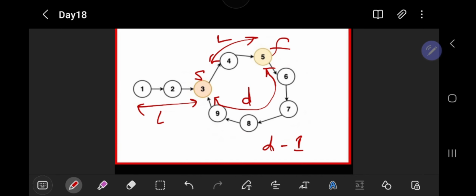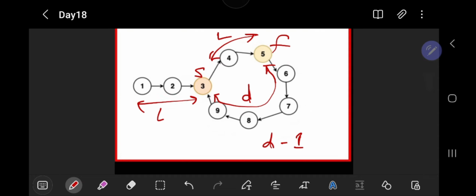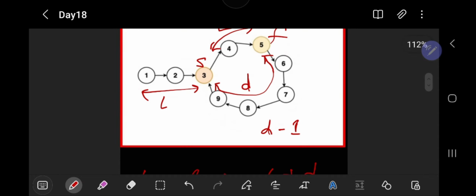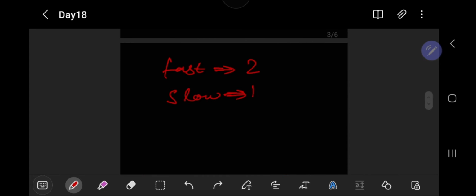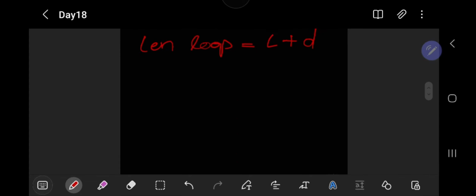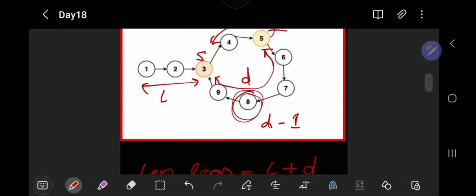Now I'm going to explain the main step. For every iteration, the distance between fast and slow is reducing by 1. See, initially the distance was D. After one iteration, it will become D minus 1. After 2 iterations, it will become D minus 2. So after some iterations, it will reduce from D to D minus 1 to D minus 2 to D minus 3, and it will slowly become 0. When is it becoming 0? In this node.